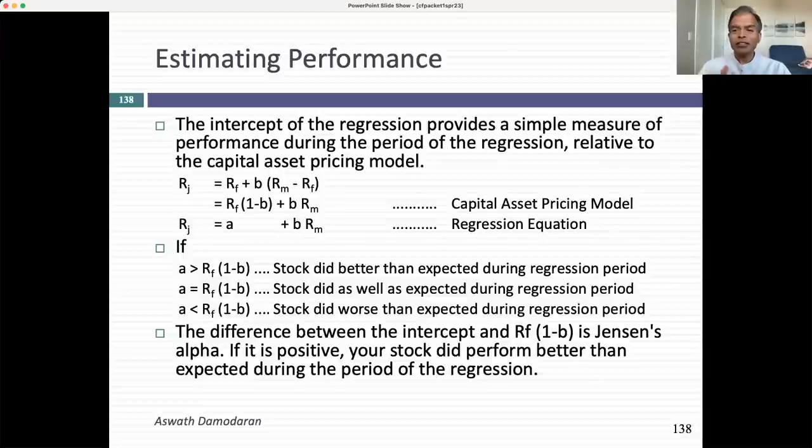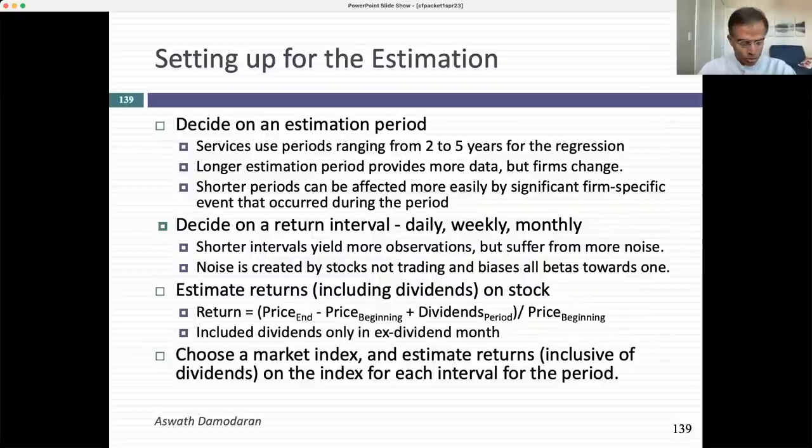But that Jensen's alpha is what we're using to make a judgment on individual companies. Did my company beat the market? So I know it sounds abstract. When we use actual numbers, you'll start to be able to put some flesh behind that number. So let me at least set up the regression.